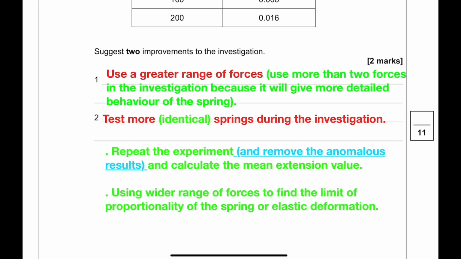The investigator should use a greater range of the forces, means use more than two forces in the investigation because it will give more detailed behavior of the spring. Test more identical springs during the investigation, or the student can write the options such as repeat the experiment and remove the anomalous results and calculate the mean extension value. The other option which the student can write is using a wider range of forces to find the limit of proportionality of the spring or elastic deformation.